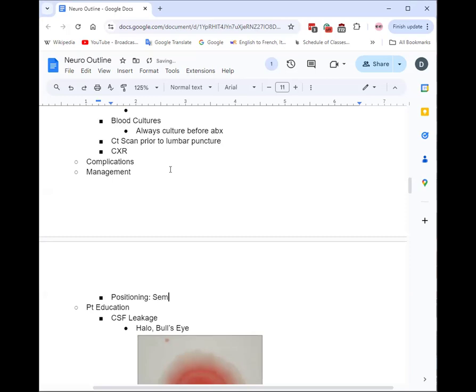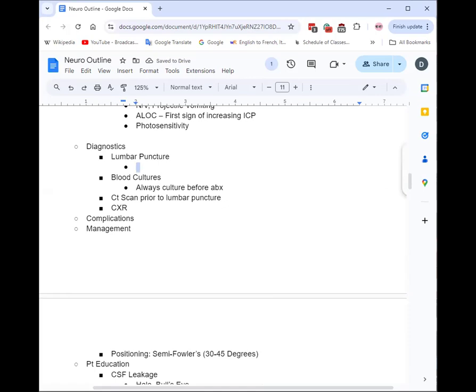Semi-Fowlers, exactly. So that's going to be good. Semi-Fowlers, and if you get it, it's specifically 30 to 45 degrees. So semi-Fowlers is how you want it. What about after a lumbar puncture? How do you want to position them? Do you want them to go straight back into semi-Fowlers?